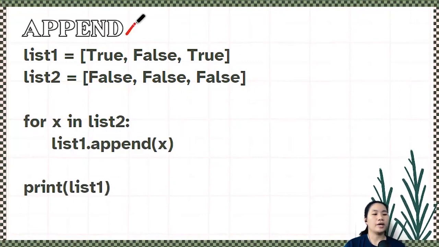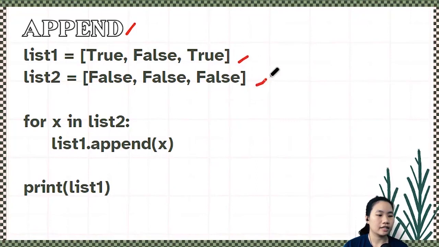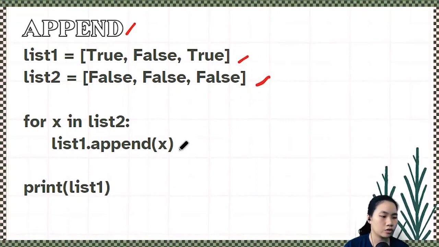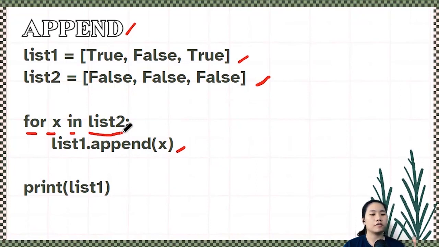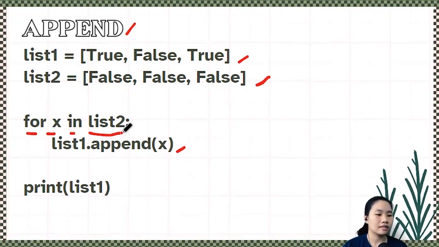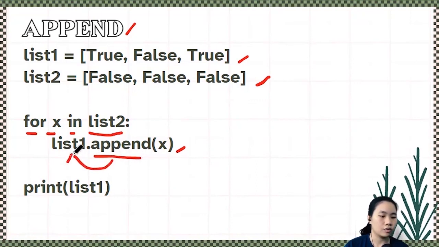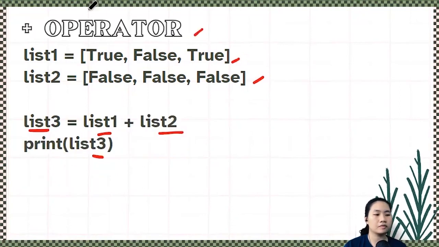Next, with appending, adding. Once again, we have list 1 and list 2. We have our little for loop over here to help with our append. For x in list 2, so we're listing all of the list elements within list 2, and then we append them to list 1, okay? This yields the same result that we've seen here with the concatenation operator.